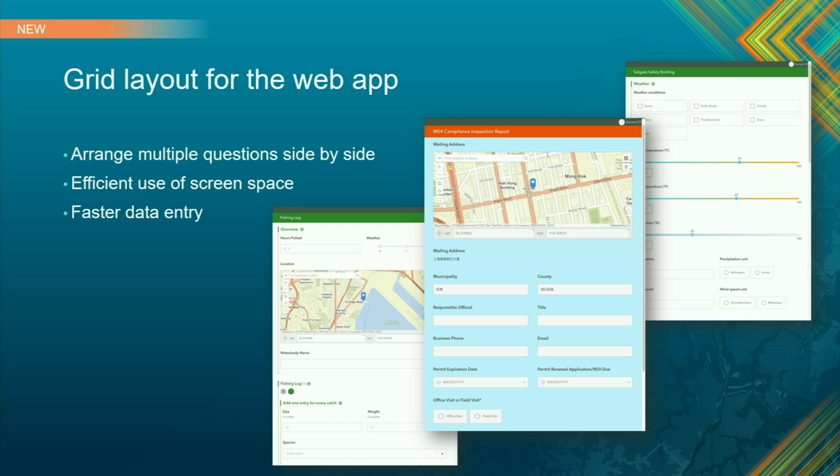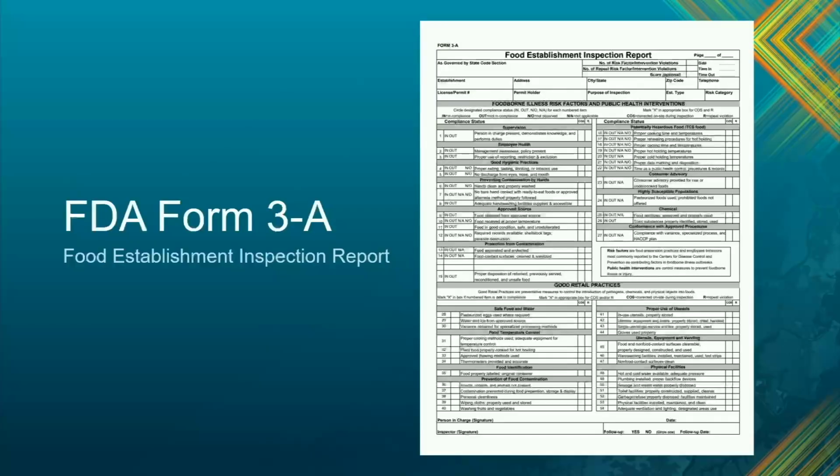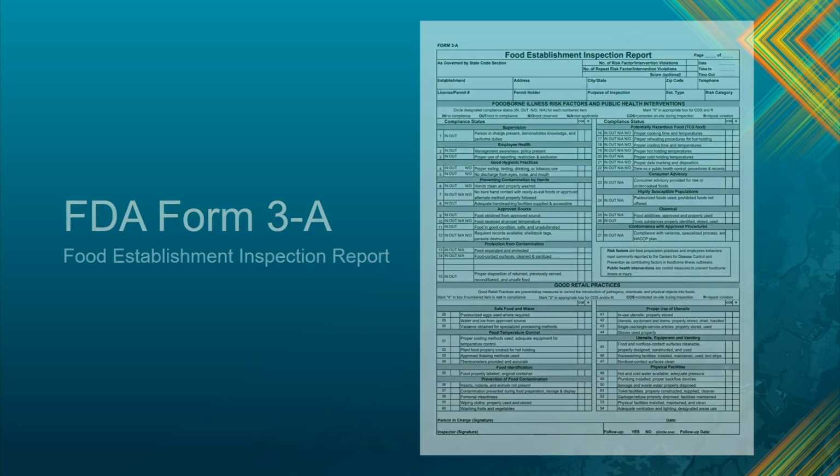Well, now those same grid layouts will show up on the web, so we can efficiently use the whole space. Obviously on the web, you've got a bigger screen typically, and you can use the space better. You can enter data easier. So just an example, this is the FDA Form 3A, the official FDA food establishment inspection report. You see there's lots of grids, tables, and different yes and no's. We converted that into a Survey123 form.